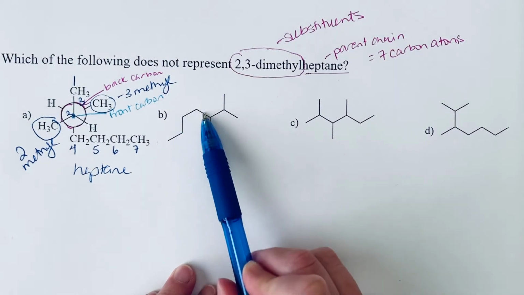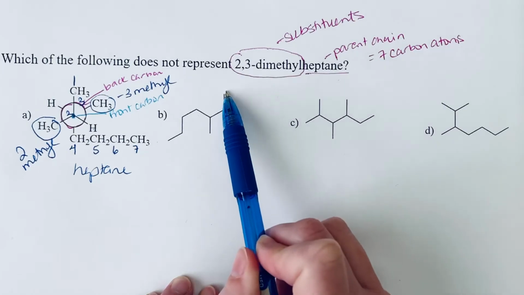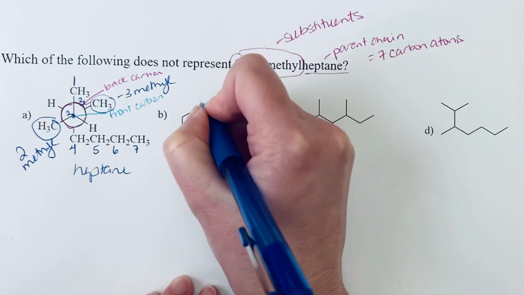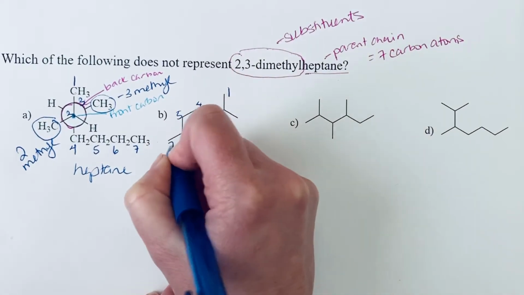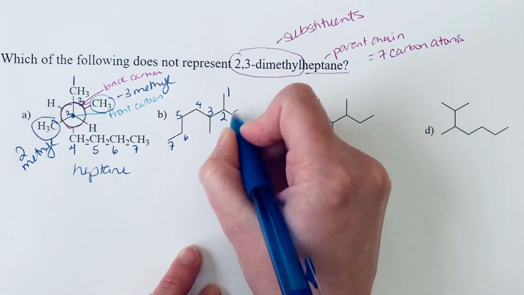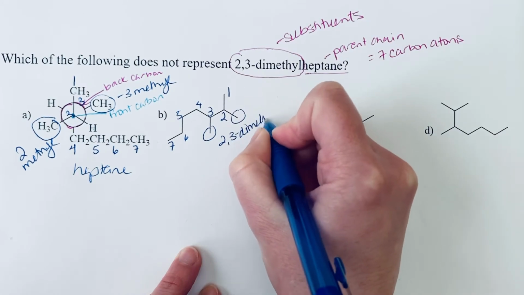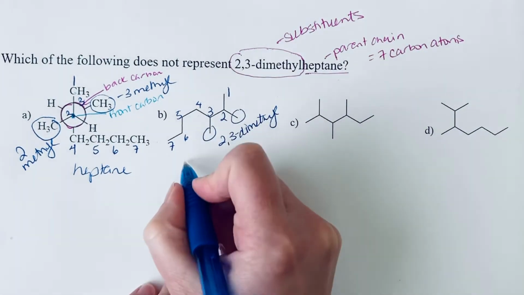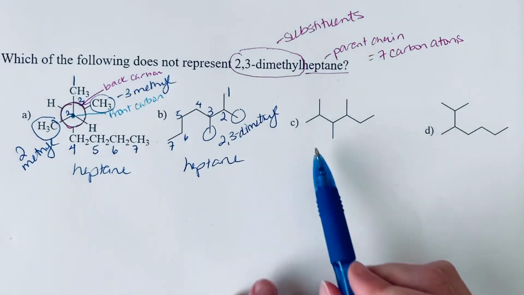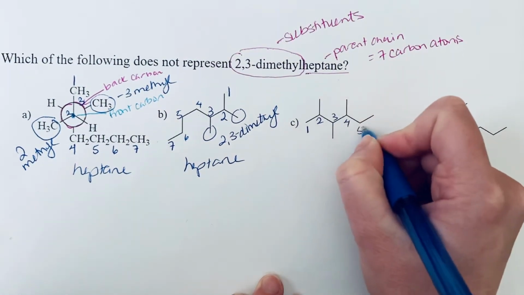And it looks like our longest carbon chain is here, and we would hit our first substituents if we count from here or here. Either way is equivalent. So 1, 2, 3, 4, 5, 6, 7. So we have a 7 carbon atom chain again, a methyl and a methyl. So we have that 2,3-dimethyl. And it is a heptane. So this is also 2,3-dimethylheptane. So if we move on to C, 1, 2, 3, 4, 5, 6.